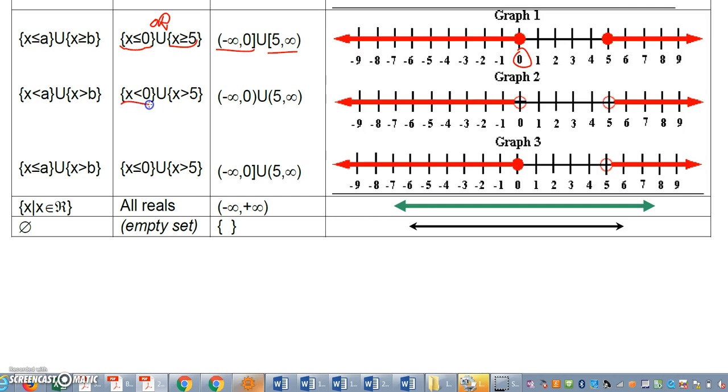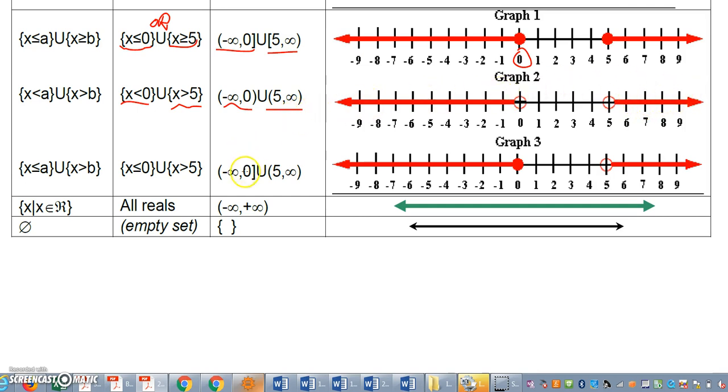Now if I wanted the same set but I didn't want to include the numbers, then I could say x is less than 0 union with the set x is greater than 5. And of course that would just mean that I would put parentheses here with the 0 and parentheses here with the 5. And then on the graph I would have the same graph, except now notice I'm using an open circle to show that 0 is not part of the solution here, but I'm still shading everything less than 0. And then over here an open circle to show that 5 is not part of the solution, but you shade everything to the right of 5.